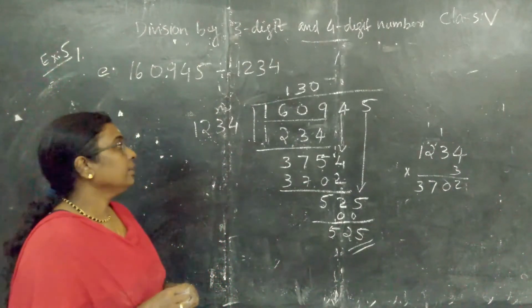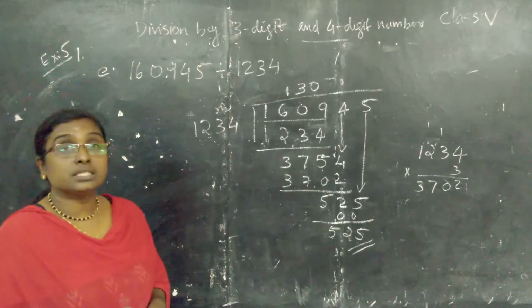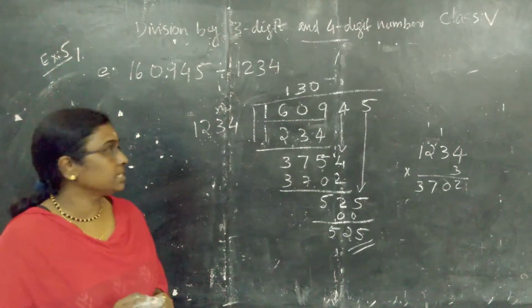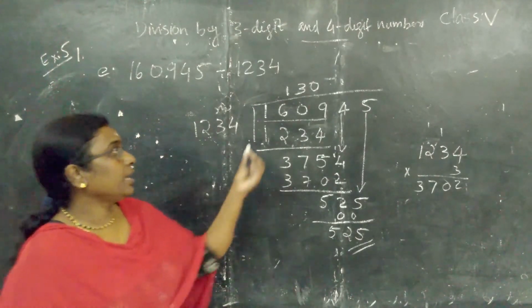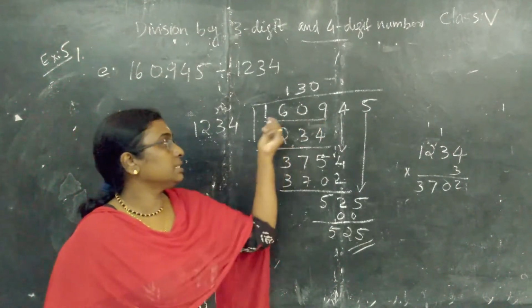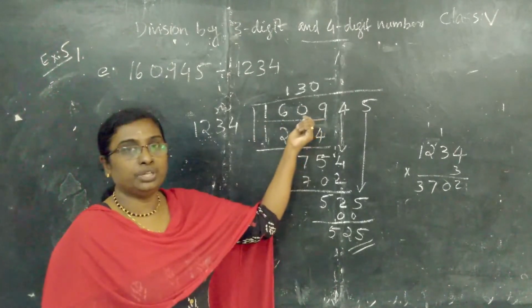Look here once again. Here the divisor consists of 4 digits. Therefore first we take the first 4 digits in order to do the division.